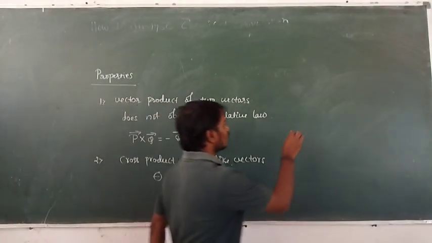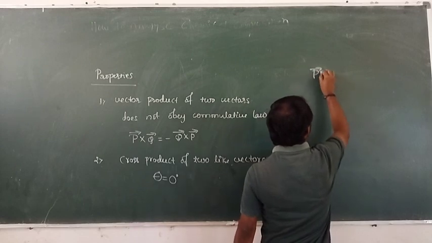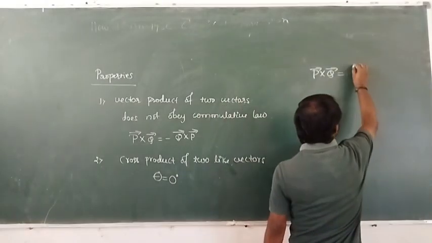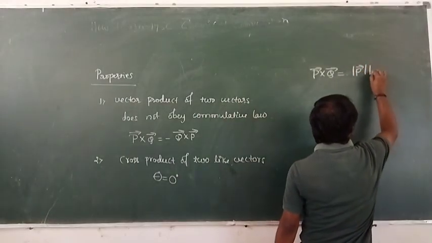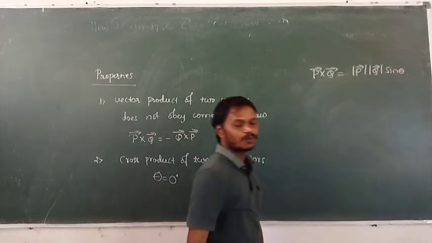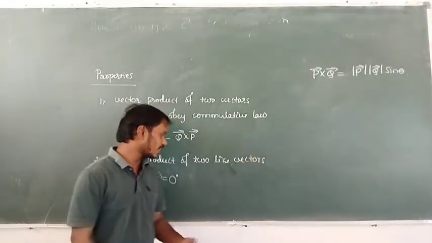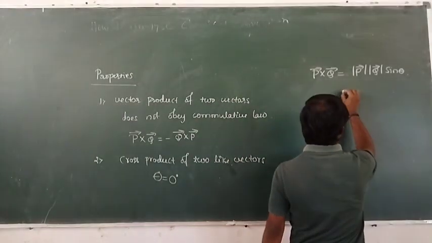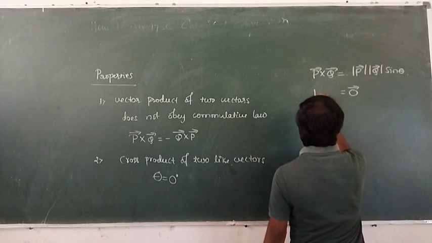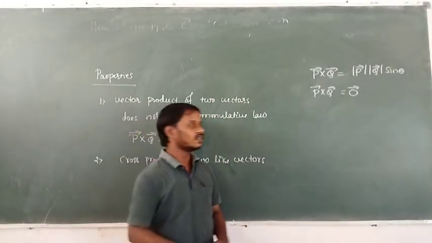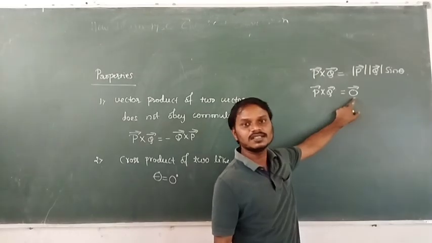Now, let us take P cross Q is equal to the magnitude of vector P into magnitude of vector Q into sine of theta. Means sine of angle between them. What is the angle between vector P and vector Q for the like vectors? That is 0 degree. Then sine 0 is 0. Hence, this answer is 0. Then it gives the null vector. So, the cross product of two like vectors gives the null vector. Null vector means it is a vector whose magnitude is 0.